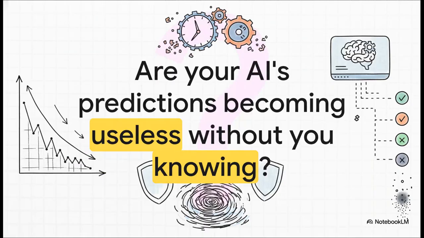So let me ask you something. What if your model, which is out there in the wild making predictions, is slowly becoming less and less accurate, but all the dashboards look green? This isn't some far-off possibility. It's a huge risk for any AI system that's actually being used. It's a silent failure just waiting to happen.